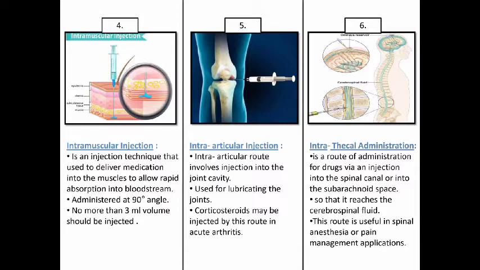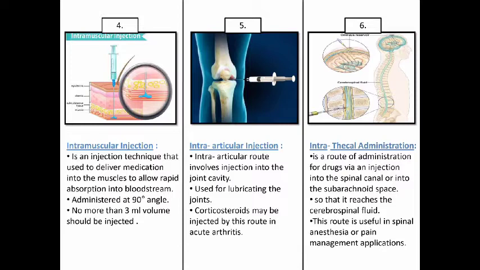Fifth, intra-articular injection. The intra-articular route involves injection into the joint cavity, used for lubricating the joints. Corticosteroids may be injected by this route in acute arthritis. Sixth, intrathecal administration is the route of administration of a drug via injection into the spinal canal or into the subarachnoid space, so that it can reach the cerebrospinal fluid.